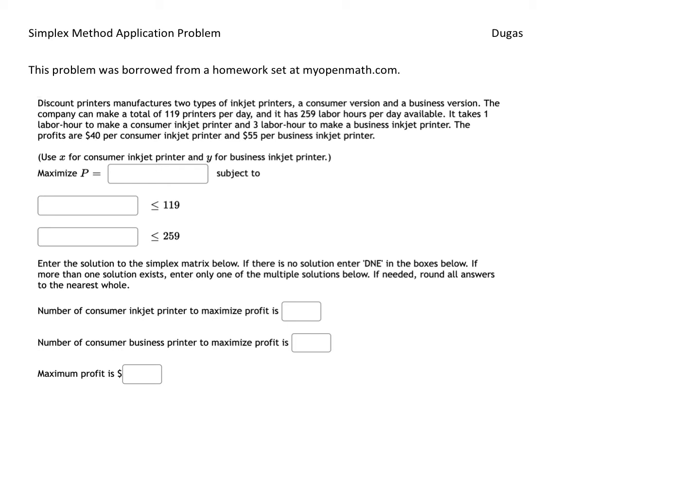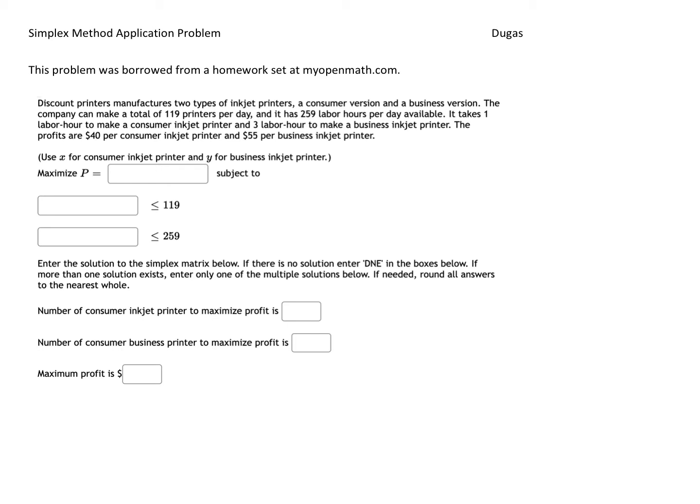We're asked to maximize P, and if you look at the bottom, it says the maximum profit is. So it makes sense that we're trying to maximize the profit for a business. So that's what we're looking to maximize, and that's going to be our maximize function.